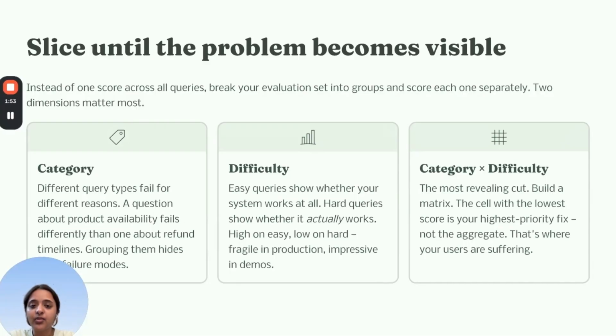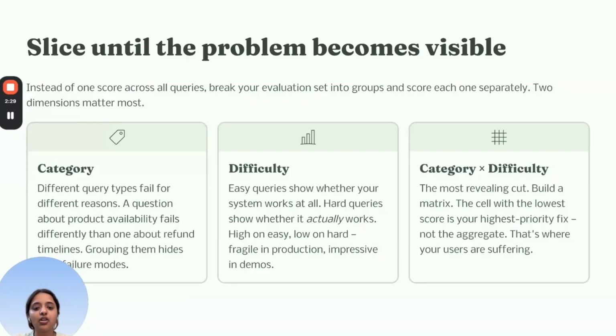So for this, we have to slice until the problem becomes visible. We are going to break down our system into two parts. We're going to consider the category of the questions that is being asked and the difficulty. For category, we're going to divide on, say, delivery policy, then refund policy, then membership policy. That will divide the type of questions that are being asked. For each category, we can validate whether the answers being generated by the model are correct or not.